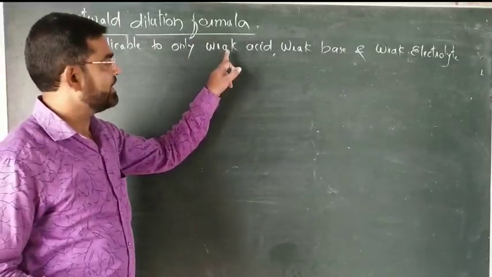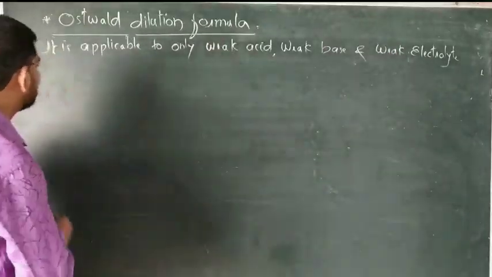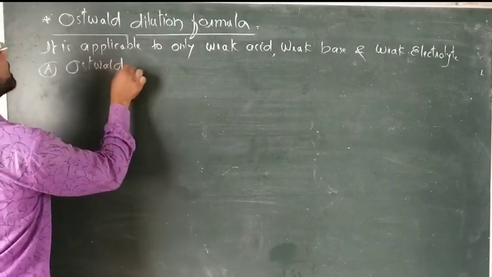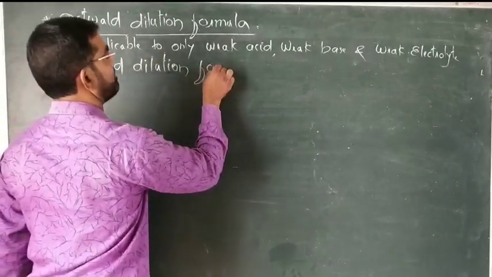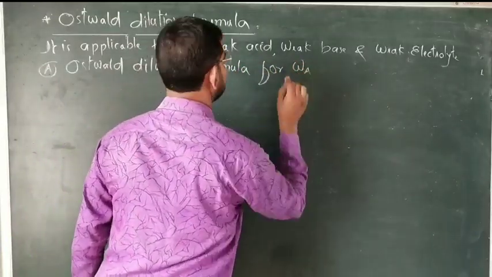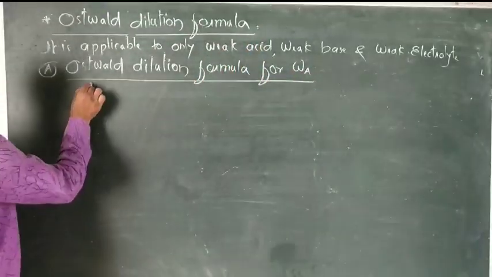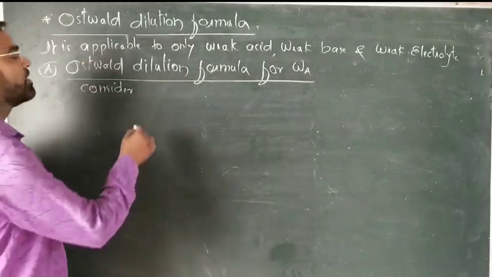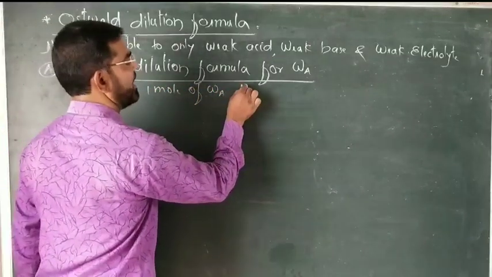We assign capital A for this, capital B and capital C. So capital A, Ostwald dilution formula for weak acid, WA weak acid. Consider 1 mole of weak acid HA.